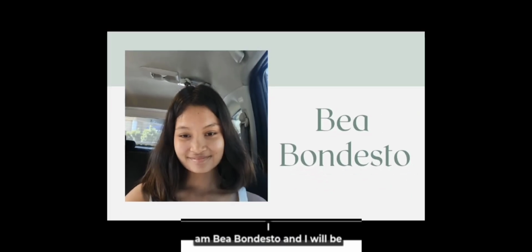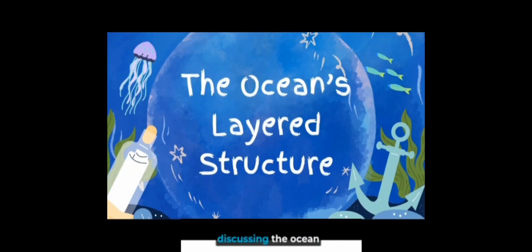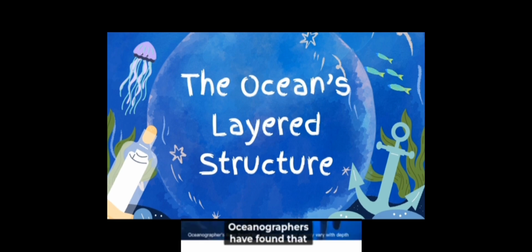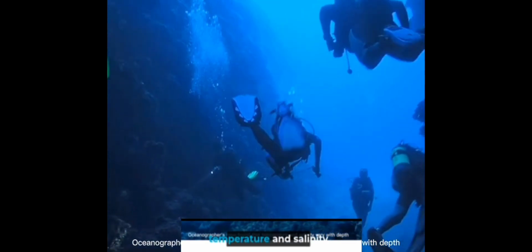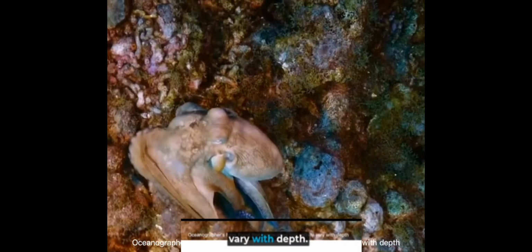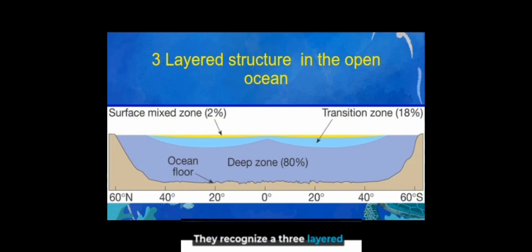Thank you for listening. Good day, I am Bea Bundasto and I'll be discussing the ocean's layered structure. Oceanographers have found that temperature and salinity vary with depth. They recognize a three-layered structure in the open ocean, which are the surface mixed zone, a transition zone, and a deep zone. First, let's talk about the surface zone.